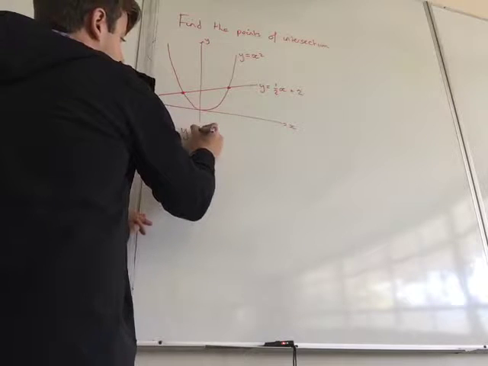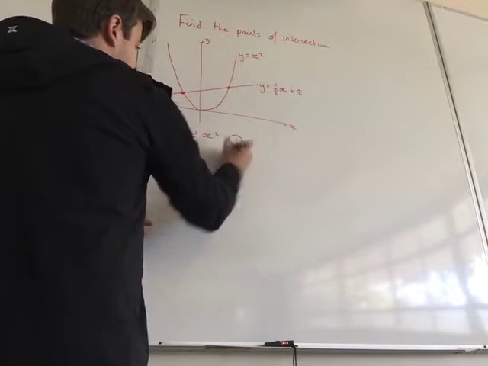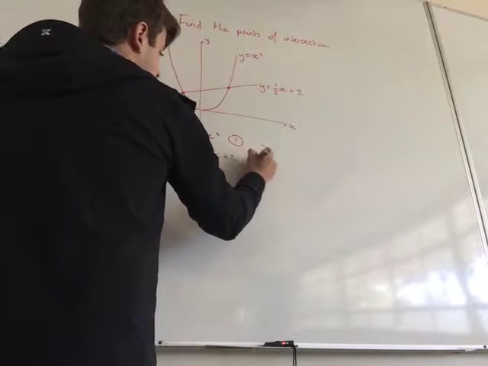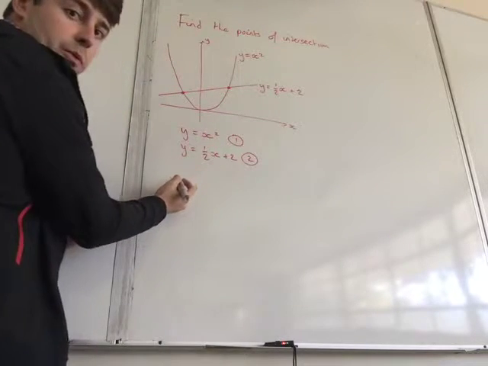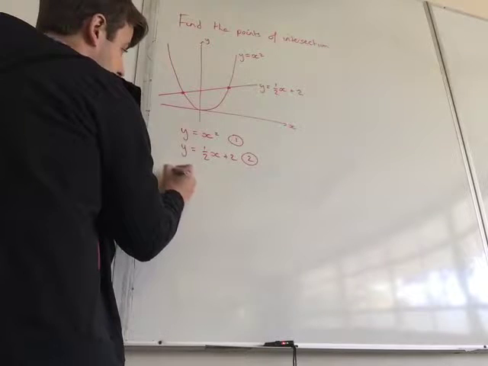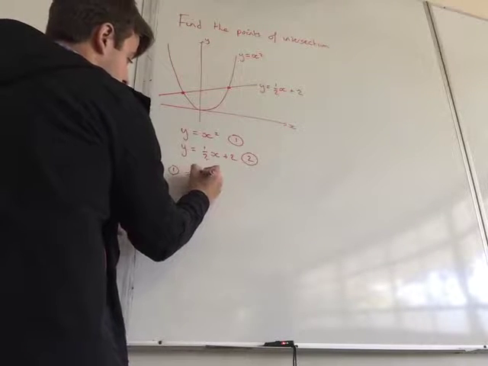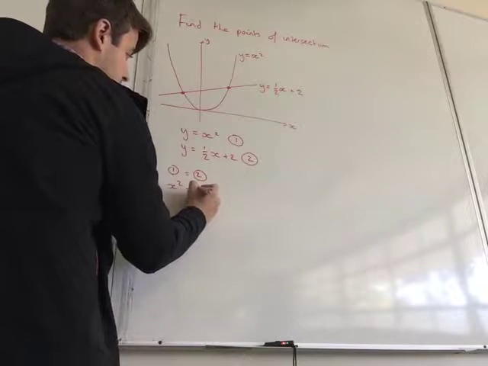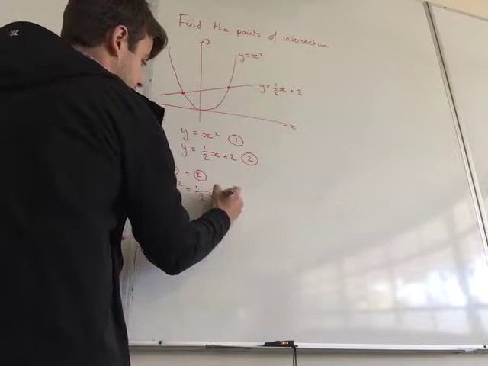So, y equals x squared, we'll call that equation 1, and y equals half x plus 2, that's equation 2. Now, they're both equal to y, so we can say 1 equals 2, which means we can set them equal to each other, because they're both equal to y.